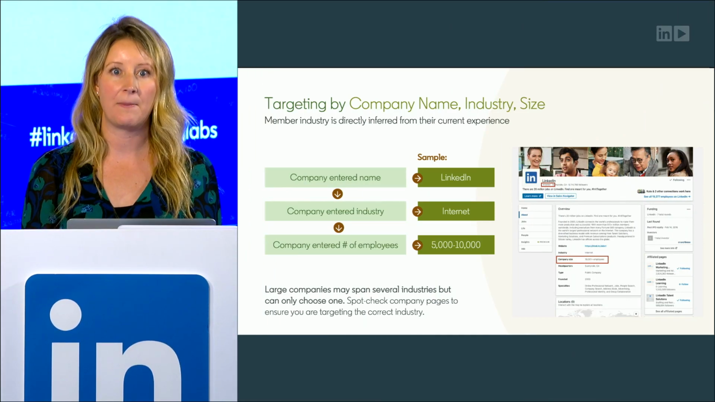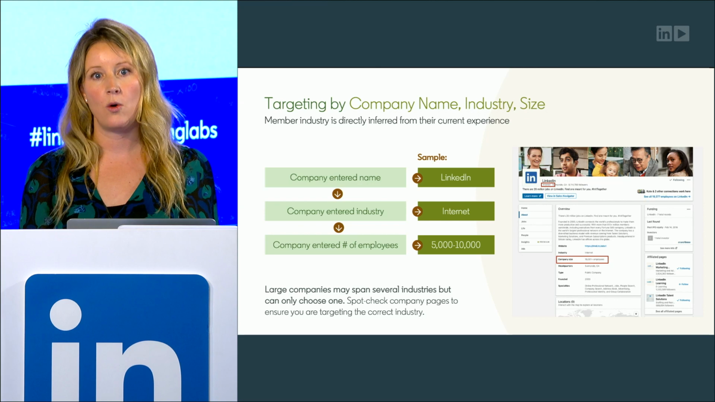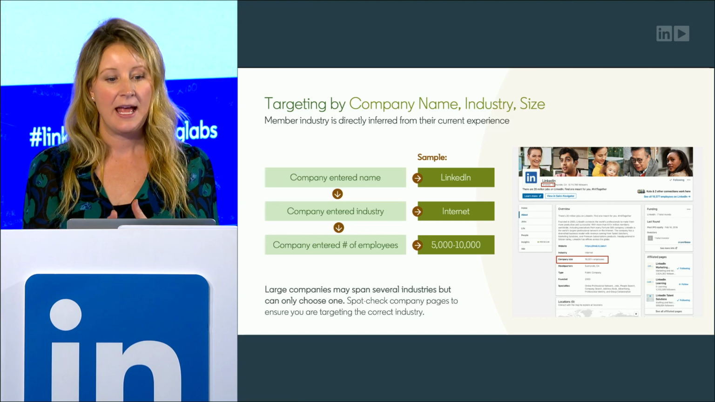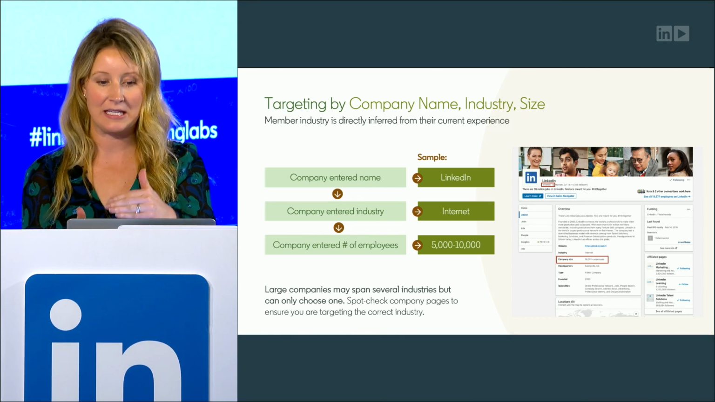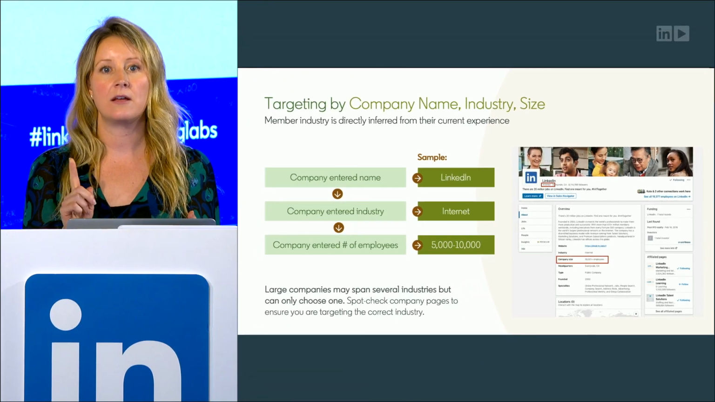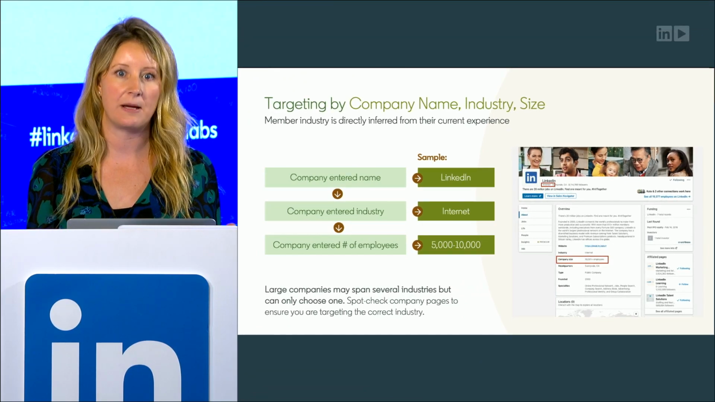So other ways to be targeting your key audience is by leveraging company name, industry, and size. And so where this lives on LinkedIn and how it's categorized. So this example here is the LinkedIn company page. And so the company itself is LinkedIn. The industry is self-identified by whoever creates the company page. In this instance, LinkedIn has identified itself as being in the internet industry. And then the company size is based on the number of employees. So for example, if you wanted to go after a tech company in the enterprise space, you can be targeting the industry tech or internet and company size 5,000 plus, for example.